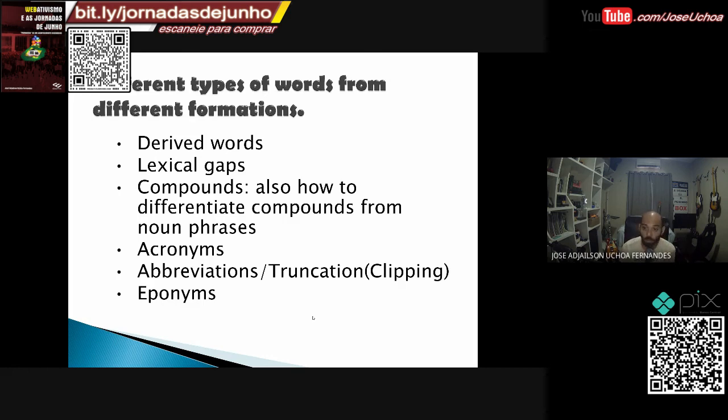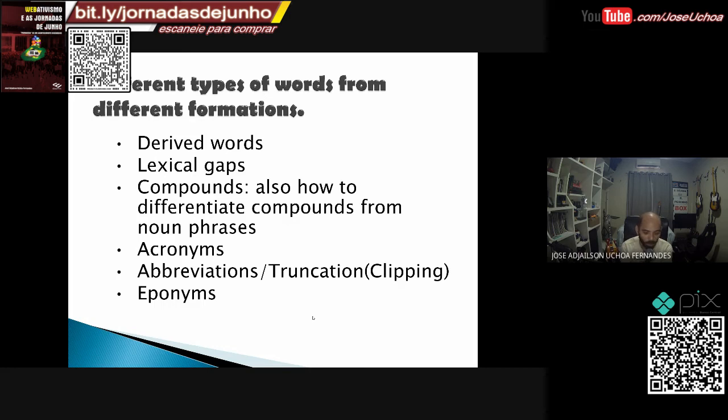or Euclidean mathematics because it comes from Euclides, or, well, come on, give me more examples. For example, lulista, bolsonarista is an eponym. It's an eponym because it comes from proper names. Then how about petista or PSDBista? How does it work in that case?